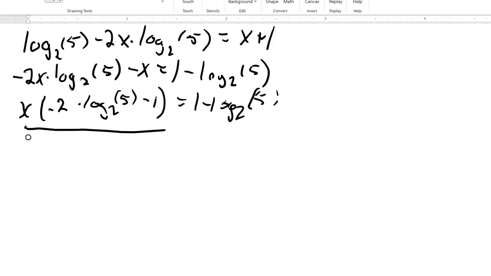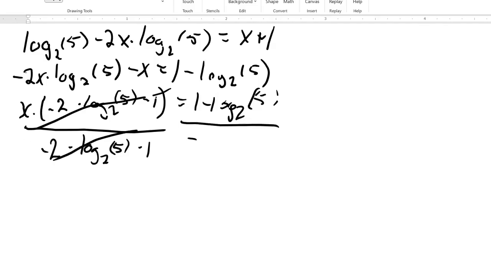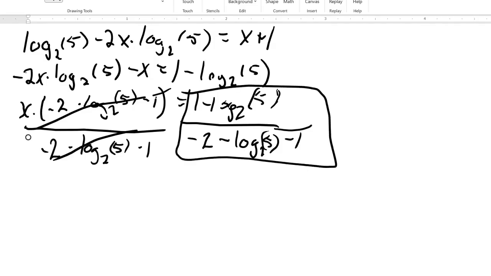But here I'm just going to go through and get x by itself. So multiplication is holding those together, so I just divide both sides by negative 2 log base 2 of 5 minus 1. So that all cancels there. And over here I do the same thing. Negative 2 minus log base 2 of 5. And there's the minus 1 on the end. So a little bit messy here, but that's the answer that we're looking for in the end. Okay, hope this helps.